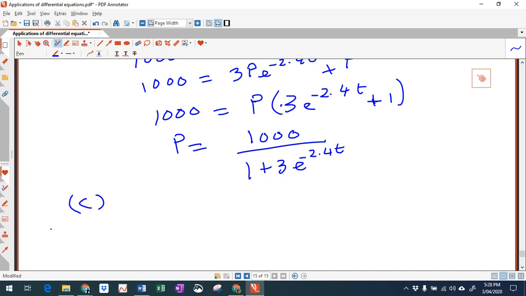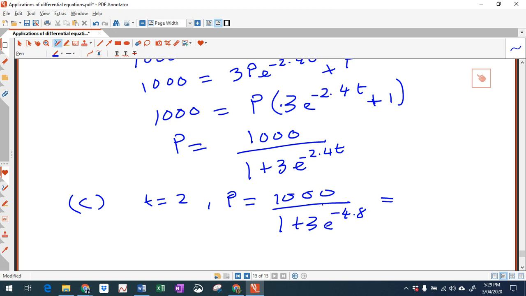All right, and the last bit we've got to do, part C. Okay, so for part C, it just says when T equals 2, work out the population of the fish. So sub in T equals 2, population is 1000 divided by 1 plus 3E, and that'll be double that is minus 4.8. And work that out on the calculator. You should get 976 approximately. So let's put down that approximately 976 fish.